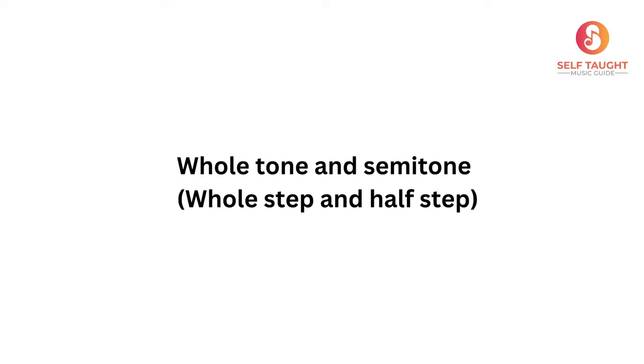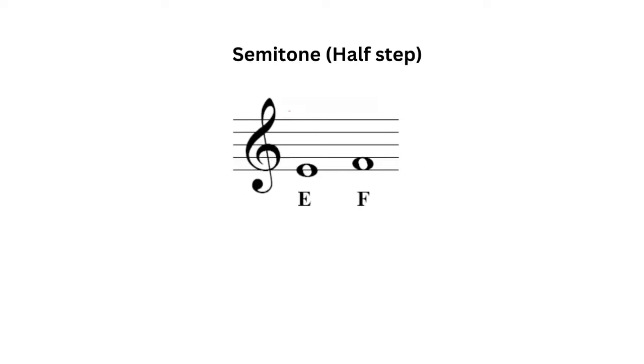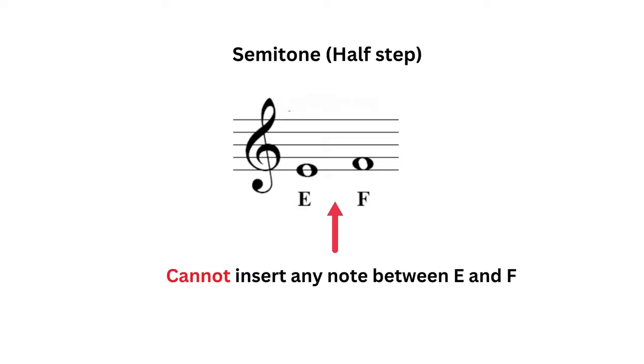Tones and semitones, sometimes known as whole step and half step in American terms, are the building blocks of Western music. They form the basis of scales, chords, and melodies. A semitone is the shortest distance between two adjacent notes, whether on a piano keyboard or a guitar fretboard. For example, from E to F, it is impossible to insert one more note between E and F.